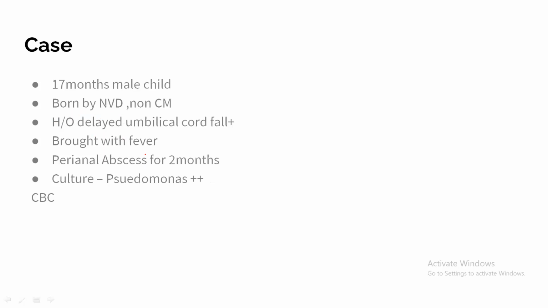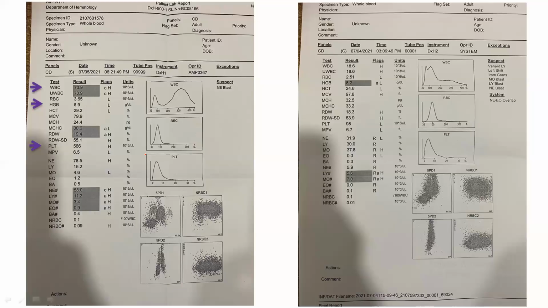So this is the next case, a 17 months old male child born by normal vaginal delivery to non-consanguineous parents. He had a delayed umbilical cord fall, brought with fever and perianal abscess of 2 months duration. He had a blood culture of Pseudomonas. This is the CBC. If you look at this CBC, the first CBC has a very high WBC count, 73,000, whereas the hemoglobin is 8.9, platelet count was 5,66,000. If you look at the MCV, it is less than around 80. So probably he's still not having so significant microcytosis.